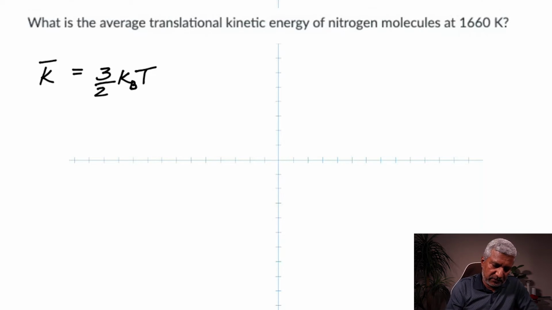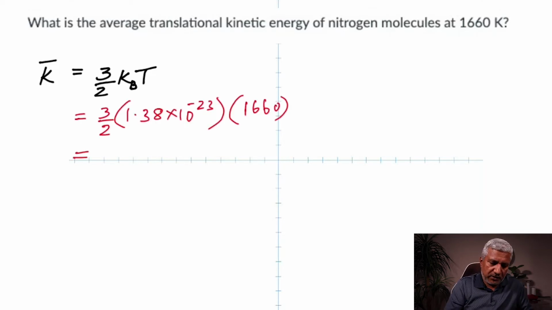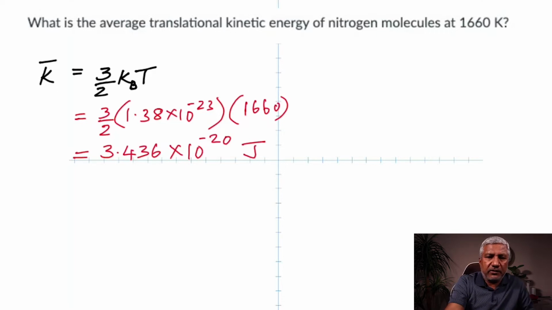Oh, come on. So if I put it as 3.436 times, here's 23, so negative 20 joules. All right, because it's the kinetic energy of one molecule, it's going to be really small. That's what I get with my numbers. Let's move on, unless you have a question.